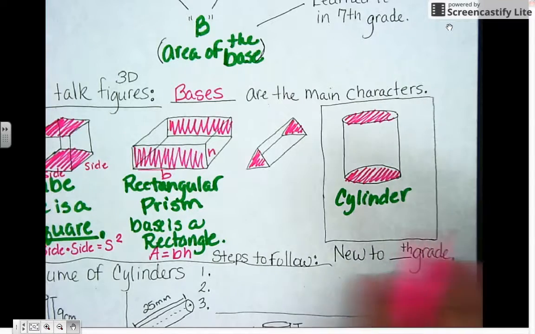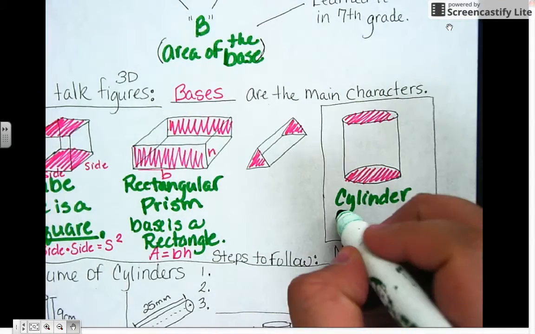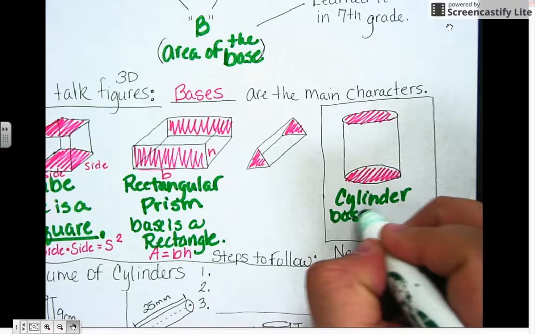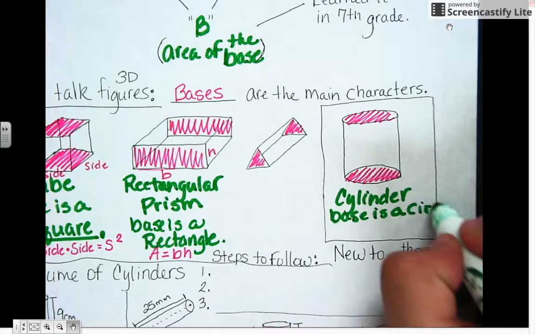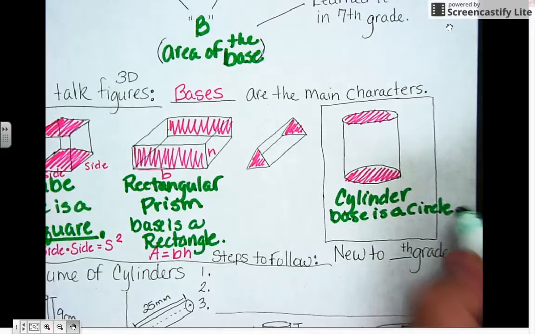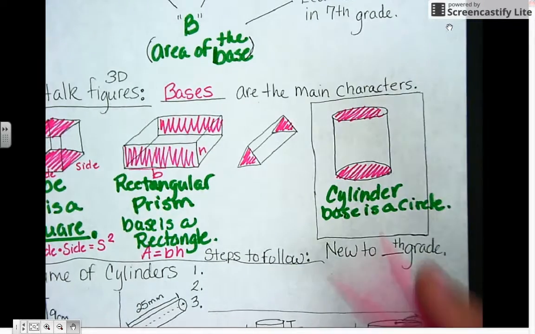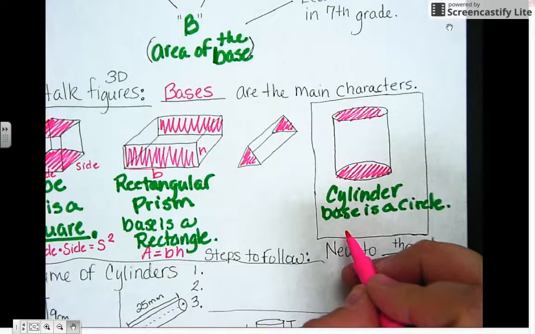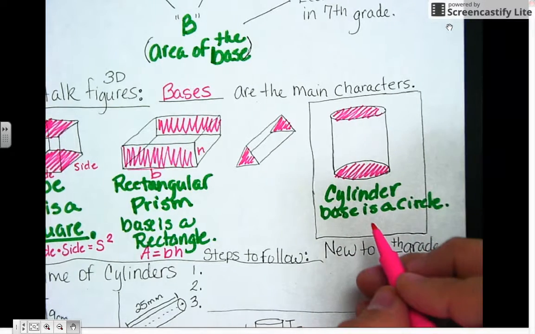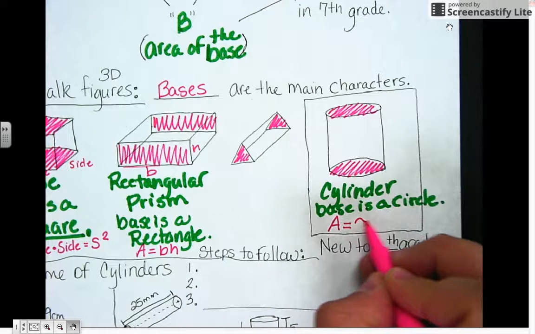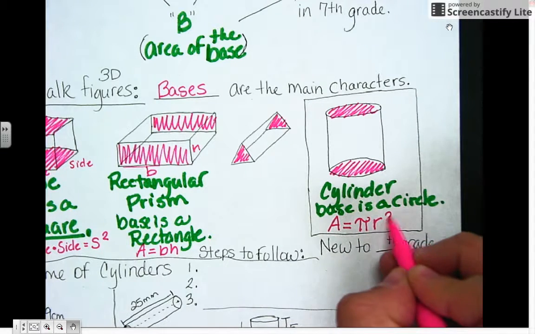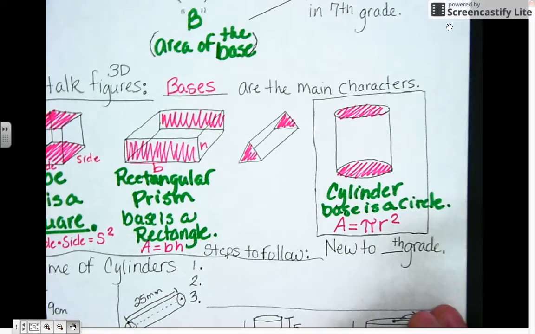If we're shading in the circles, that means that the base is a circle. The base is a circle. And how do you find area of a circle? You did that on Tuesday. You did it yesterday if you were here for early release, and today you're doing it again. Area of a circle is pi r squared. So you need your radius. Sometimes they give you diameter.